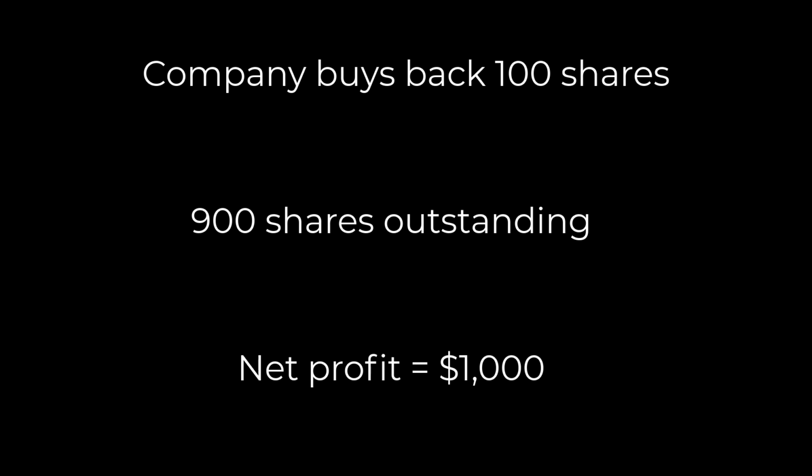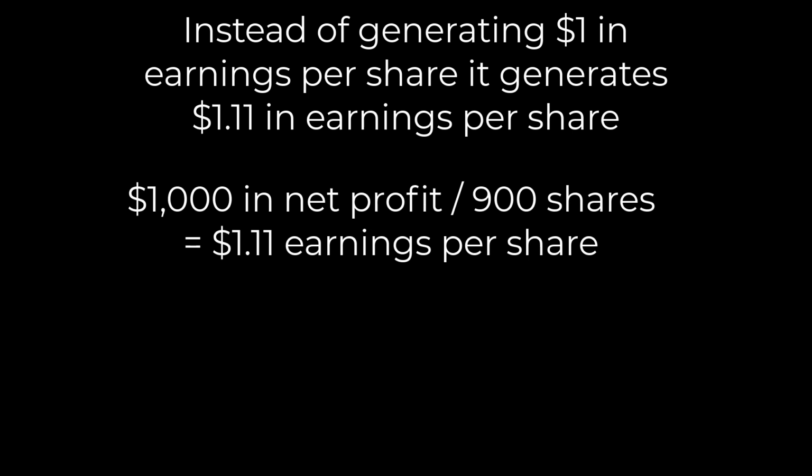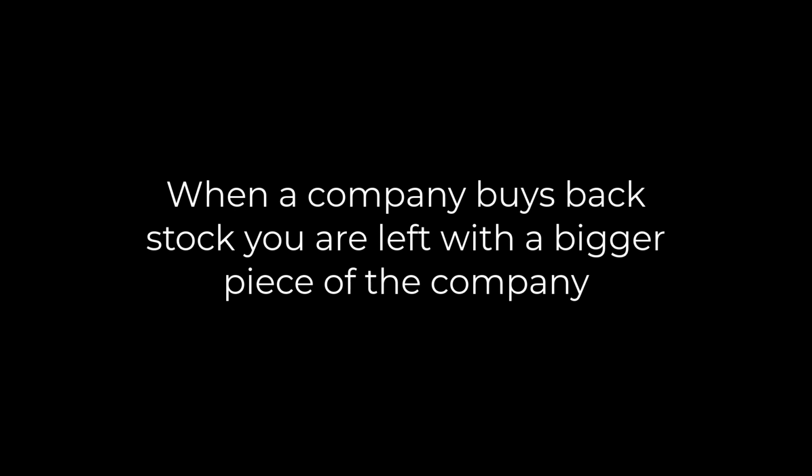Let's assume the company makes another $1,000 in profit this year. Now instead of generating $1 in earnings per share, the company generates $1.11 in earnings per share. $1,000 divided by 900 shares equals $1.11. If you own one share, you would be getting an extra 11 cents in earnings. When the company buys back stock, you are left with a bigger piece of the company.